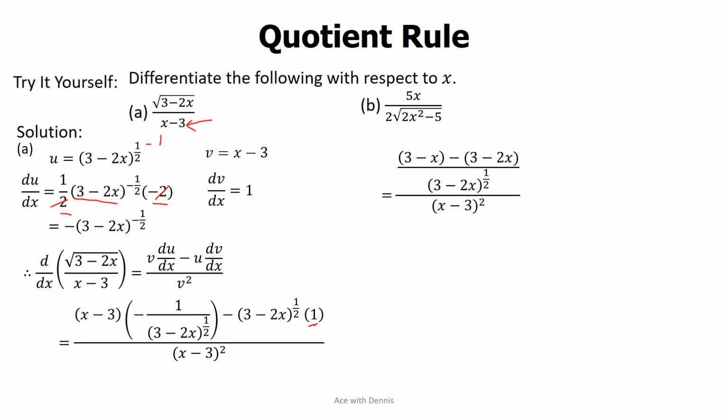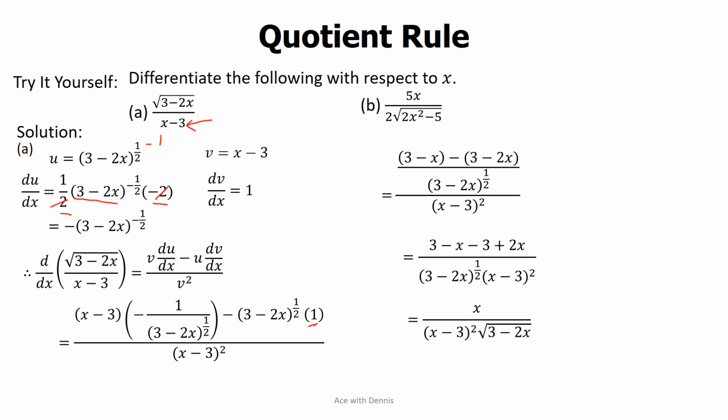Then now we combine the two terms at the top. We get 3 minus x minus (3 minus 2x) over (3 minus 2x) to the power of half, over (x minus 3) squared. Okay, so make them into one single fraction. It is 3 minus x minus 3 plus 2x over (3 minus 2x) to the power half times (x minus 3) squared. And simplifying, we get x over (x minus 3) squared, square root of 3 minus 2x.